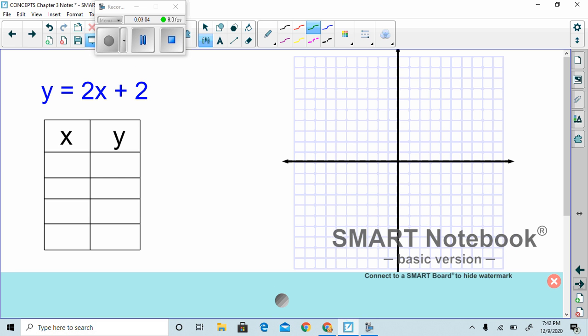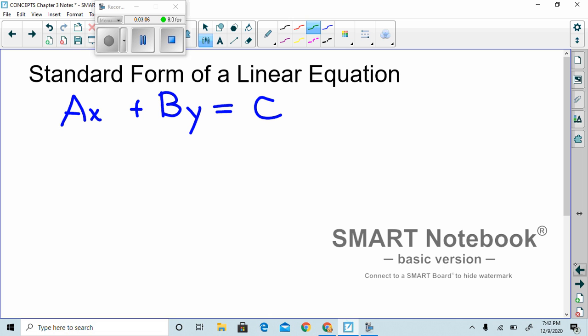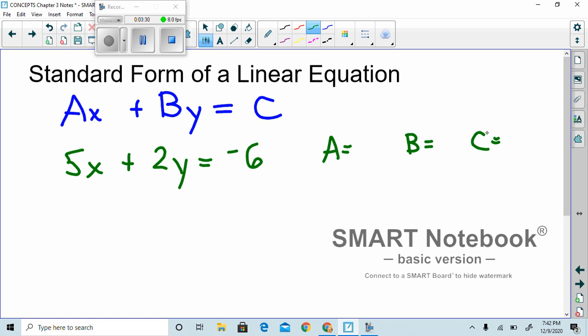On to talking about the first form that we discussed on linear equations, which is our standard form, where we can take something like 5x plus 2y equals -6. And we could ask the question, what are the values of a, b, and c? Well, a and b are the coefficients of the x and y terms, and c is my constant.